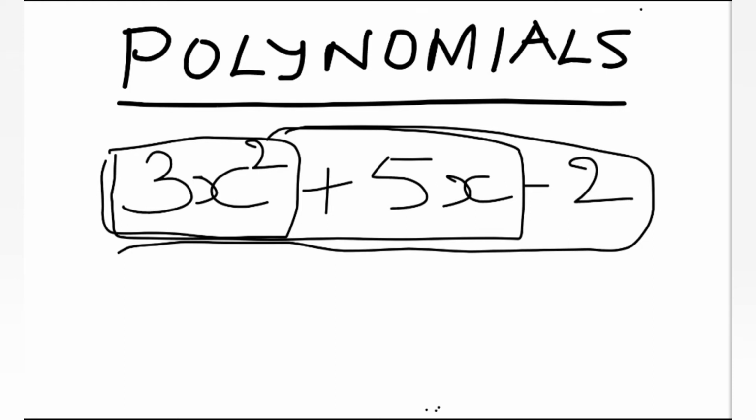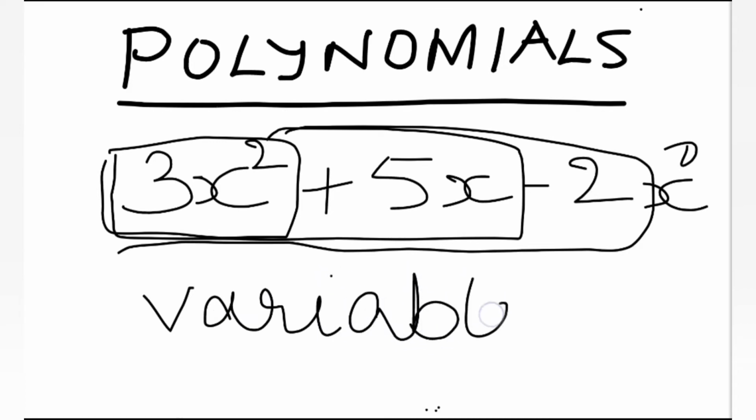Take the same example, 3x squared plus 5x minus 2. Here, you can see x in these terms. In the first term, x squared, and second term, x. And third term, actually x raised to 0 is here, but we are not writing it because the value of x raised to 0 is 1. So, here, x. We don't know the value of x. So, it is called a variable.